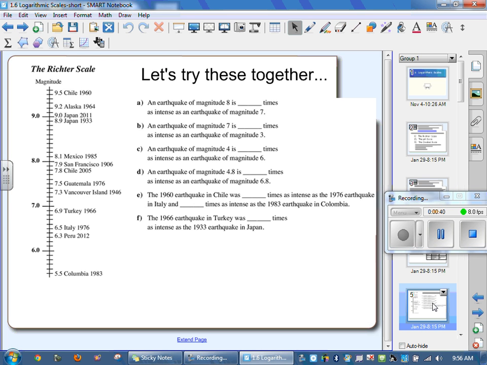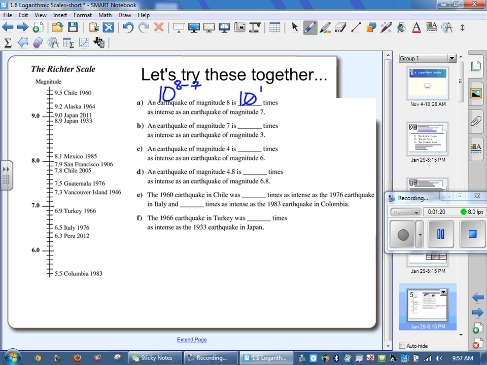An earthquake, it says on A, of a magnitude 8 is blank times as intense as an earthquake of magnitude 7. But the first thing you're going to do is always set it up in terms of 10 exponent something. So on letter A, you have one that's an 8, and you have 10 exponent one that's a 7. So all you're doing is taking 8 subtract 7 for your exponents. It's this simple, seriously. So you're going to take 10, 8 subtract 7 gives you 1. So it's 10 to the 1 times bigger. So it's 10 times bigger.